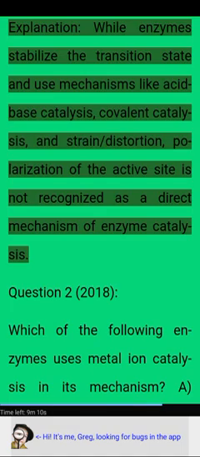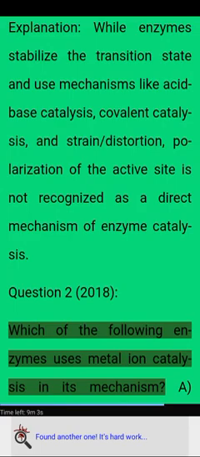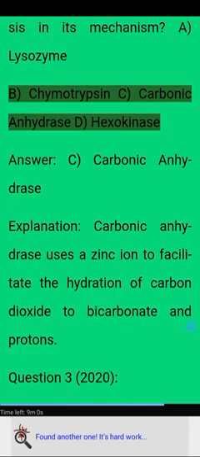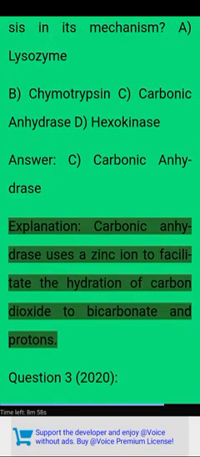Explanation. While enzymes stabilize the transition state and use mechanisms like acid-base catalysis, covalent catalysis, and strain distortion, polarization of the active site is not recognized as a direct mechanism of enzyme catalysis. Question 2, 2018. Which of the following enzymes uses metal ion catalysis in its mechanism? A. Lysozyme. B. Chymotrypsin. C. Carbonic anhydrase. D. Hexokinase. Answer. C. Carbonic anhydrase.